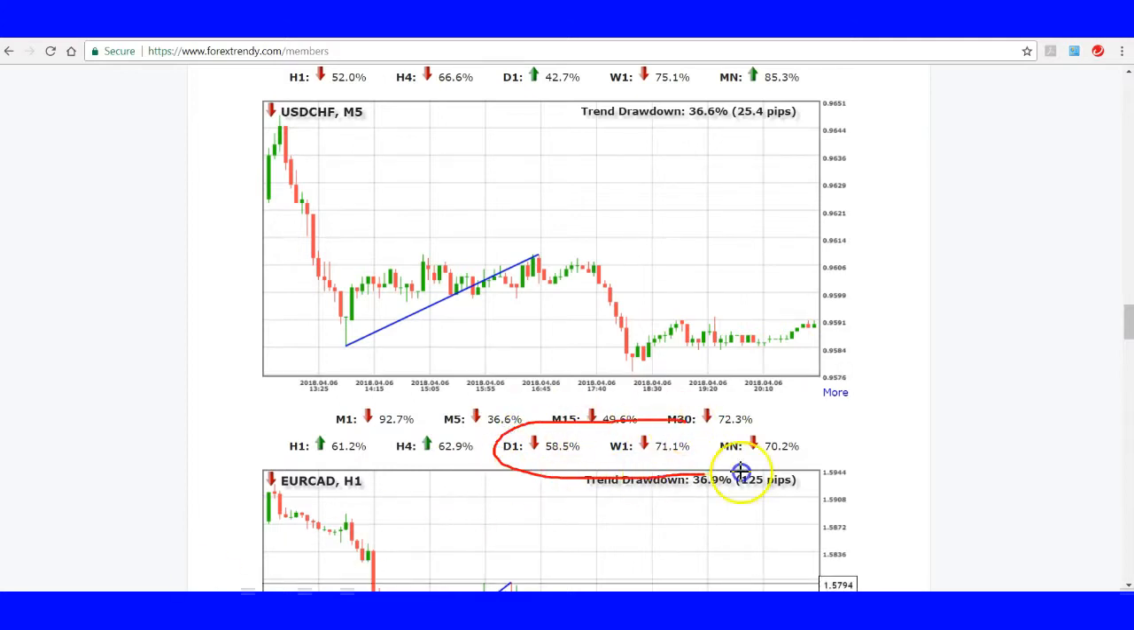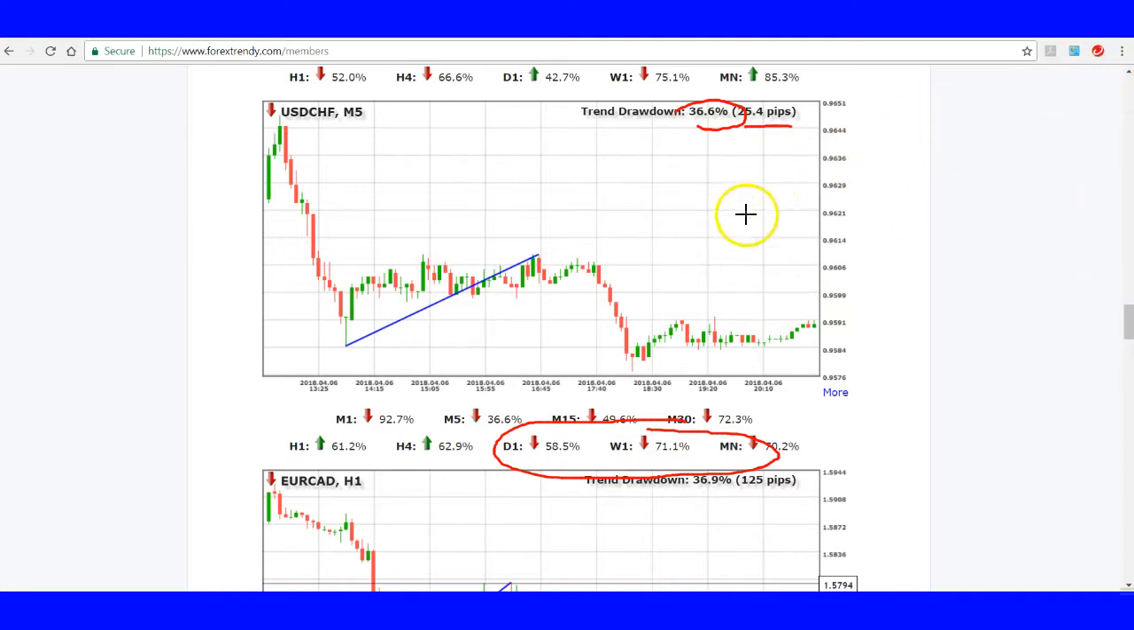So in the short term, if you want to trade lower time frames, that might be a good market to focus on. You've got a 36% drawback, so keep that in mind when you're on the smallest time frames, and it tells you how many pips that is, about 25 pips drawdown. So if it moves back, that might be a good area to start looking for a trade. Just some ideas there.